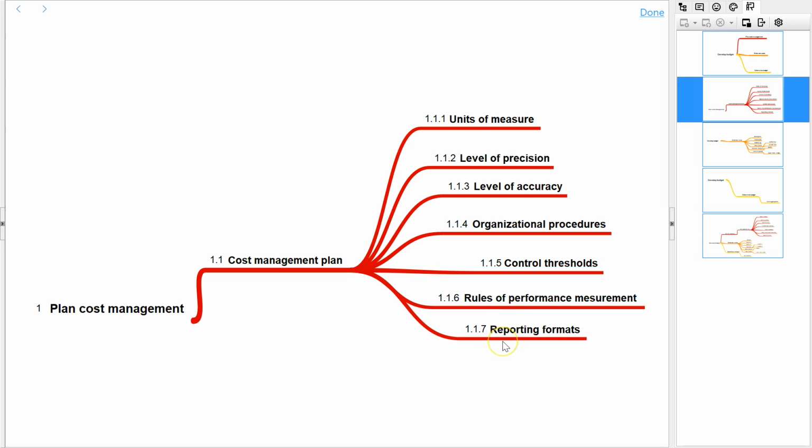And we have to decide on the reporting formats as well, maybe in the form of S-curve or red, yellow, green reports or pie charts. So those reporting formats of the plan versus actual of cost, these things must be decided as part of developing the cost management plan.